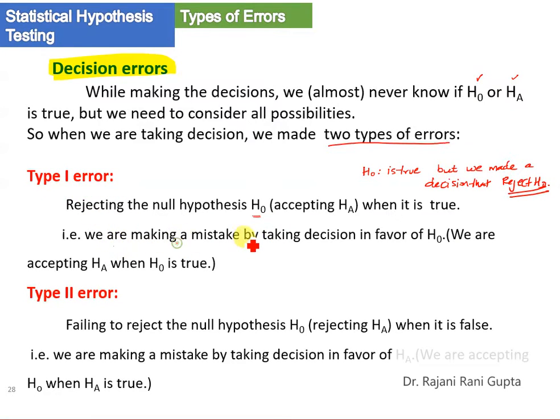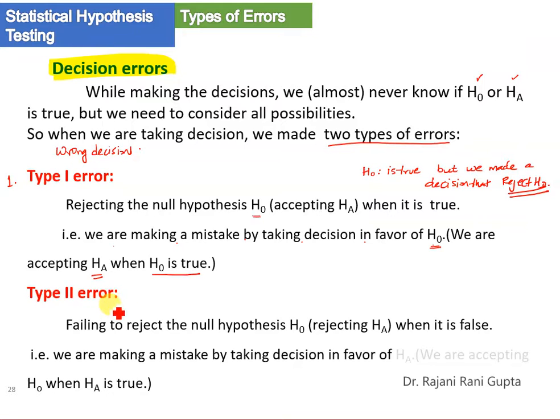We are making a mistake by taking a decision in favor of HA. It means we are accepting the alternative hypothesis HA, which is false, when H naught is true. So we are making a wrong decision. We have these errors only when we make wrong decisions. So this is the type 1 error.